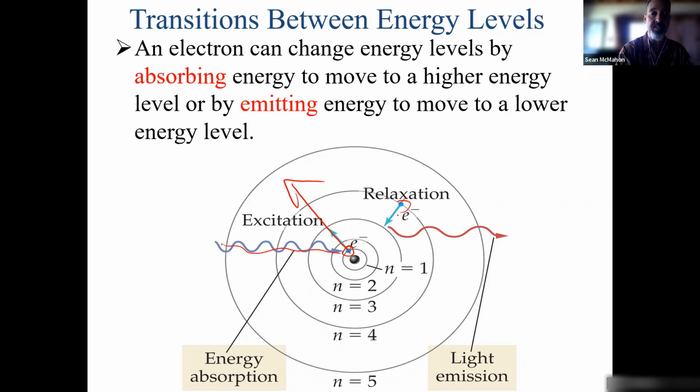So as it drops down, we call that a relaxation. And it's an emission of light. So based on the distance that it drops, it's going to give us a different color, because the color, based on its wavelength, can kind of determine the amount of energy.